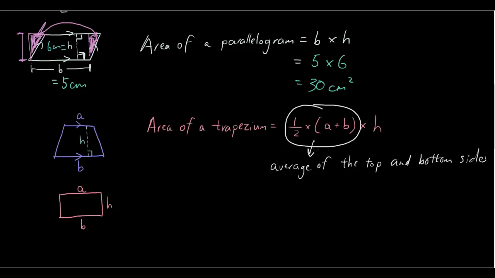And then once we find the length of the top and the bottom sides, we then multiply it by the height, which will give us the area of a trapezium.